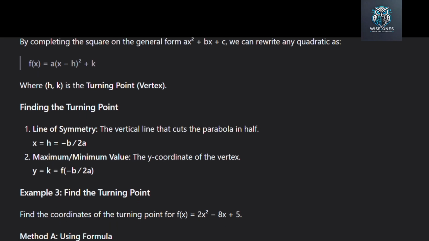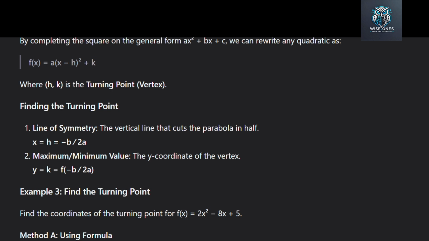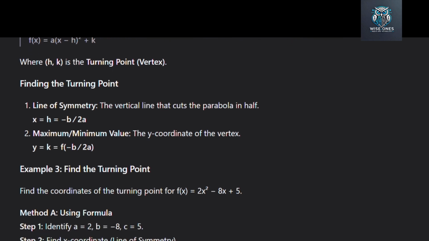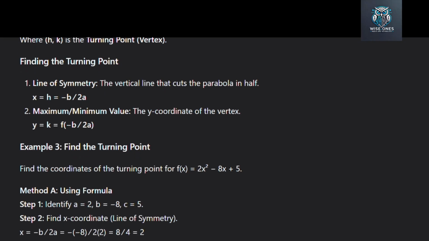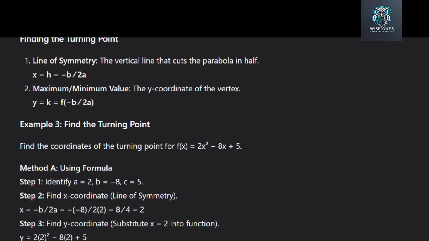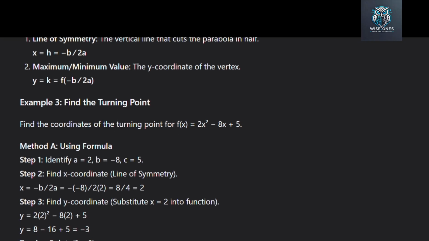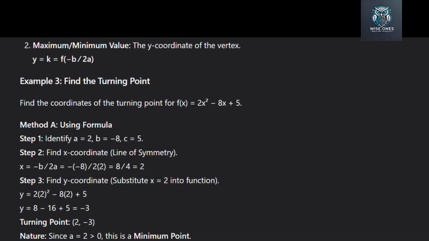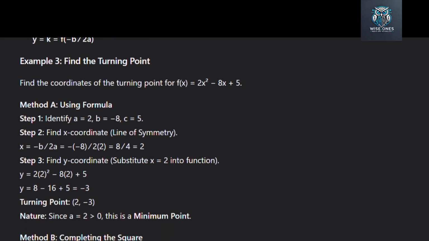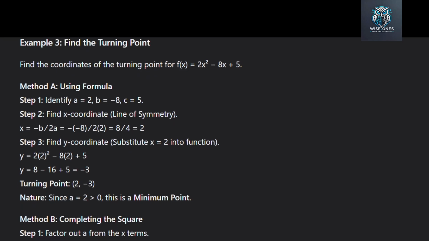Let us look at example 3. Find the coordinates of the turning point for f of x equals 2x squared minus 8x plus 5. We will use method A first. This is using the formula. Step 1. Identify a, b, and c. A is 2. B is negative 8. C is 5. Be careful with the signs. B is negative here.